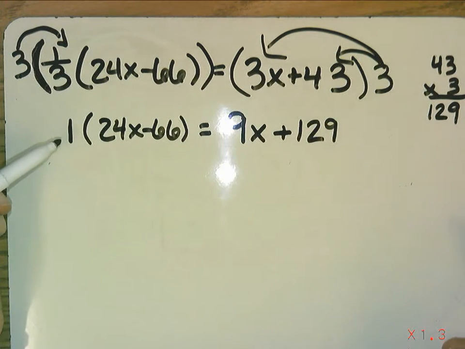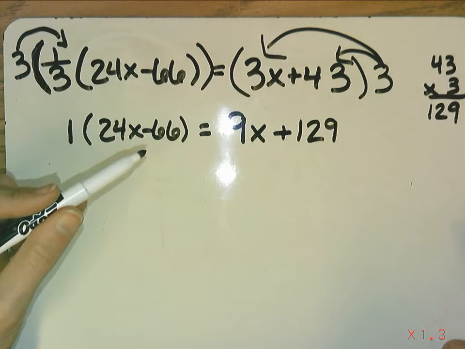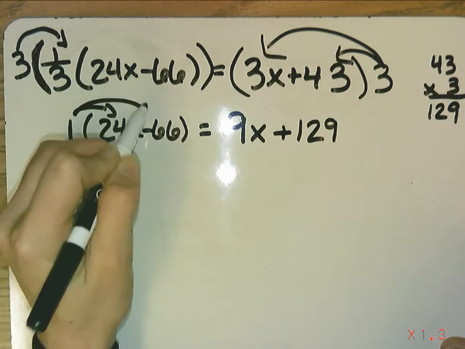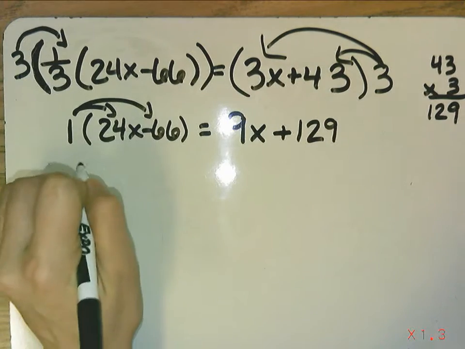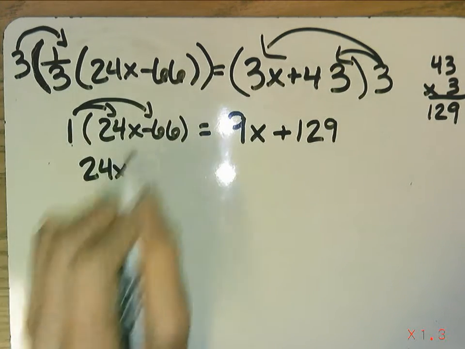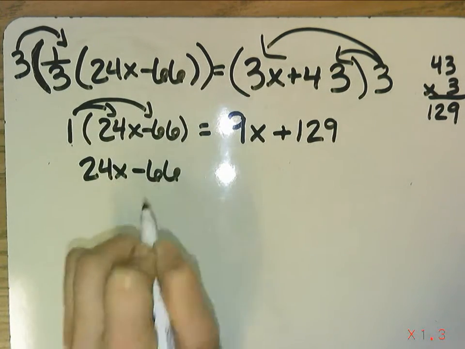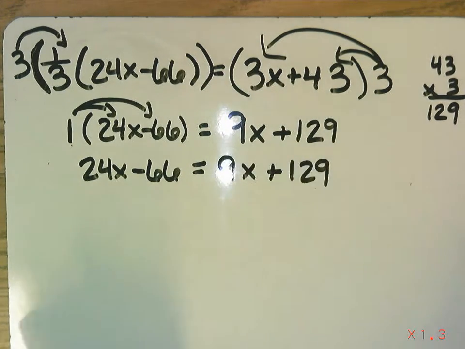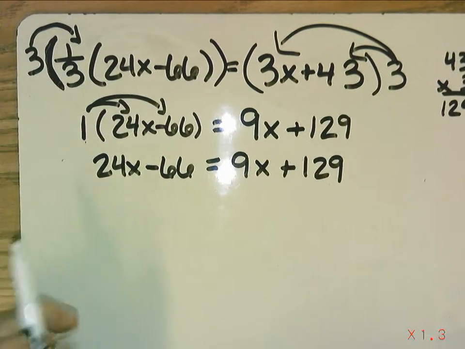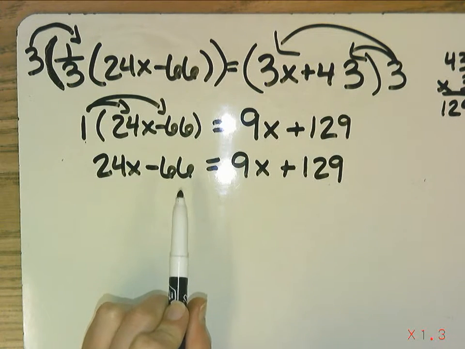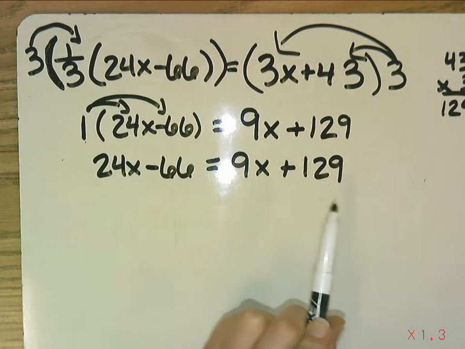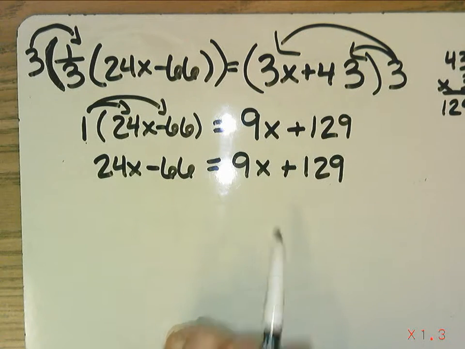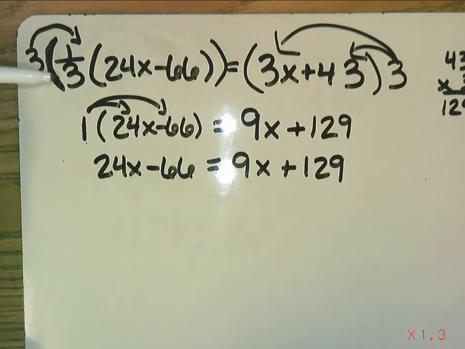Now this 1, I can distribute through my next set of parentheses. So I have 1 times 24x, 24x, and 1 times negative 66 is minus 66. And I'm just going to bring the other side down. I haven't done anything else to this side yet. So now I have 24x minus 66 is equal to 9x plus 129. This equation is much simpler to solve than the equation we started out with because there are no more fractions.